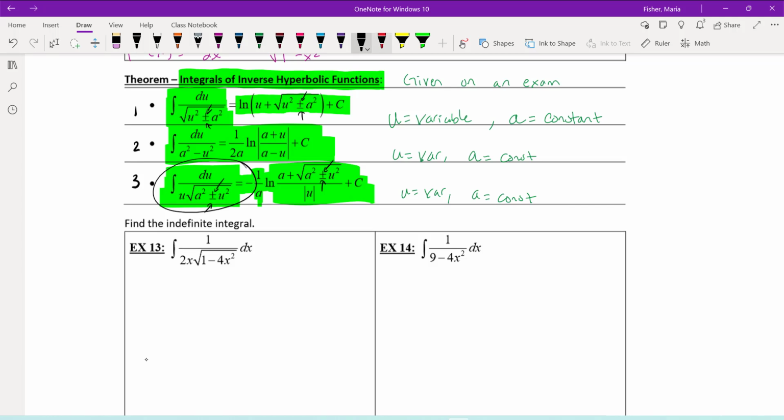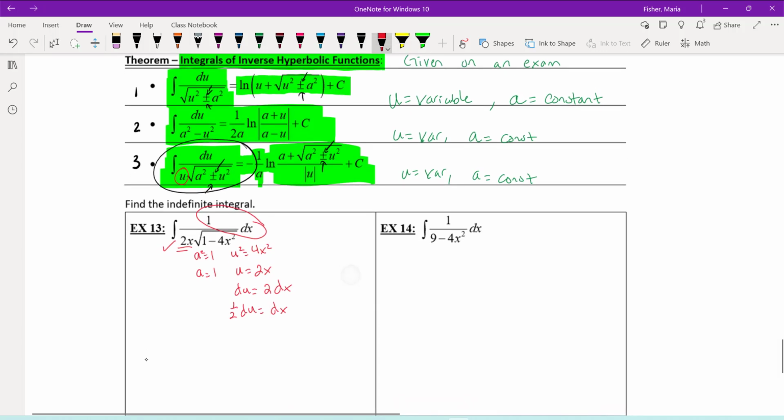We know that a is always the number and u is always the variable. So here my a squared has to equal 1. My a is 1. My u squared has to equal 4x squared. So my u is 2x. U has to be on the outside. Is u on the outside? Yes. So I don't need to adjust for anything. And then du is going to equal 2 dx. But I do not have a 2 dx, so I divide by 2, and 1/2 du is going to equal dx. So remember that 1/2 comes and multiplies along because it's a constant multiplier.